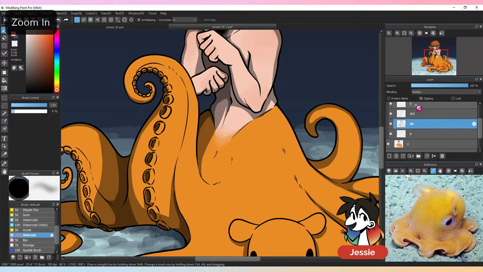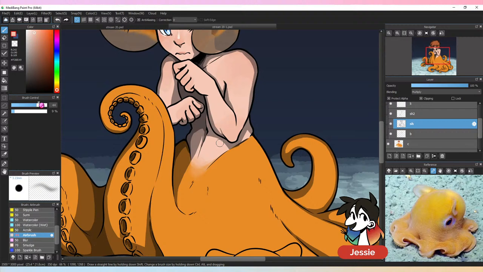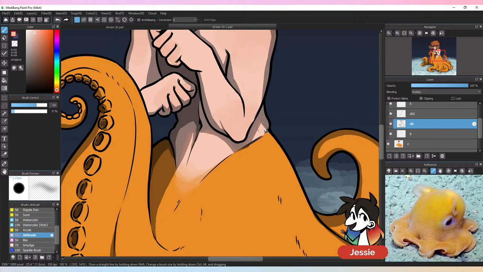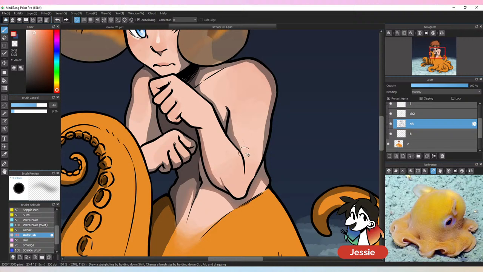All right. Got a little bit of subsurface. Just for time, I'm going to lock it and use the airbrush. Normally, I'd blend this in with the G-Pen, but I'm a little bit lazy right now.